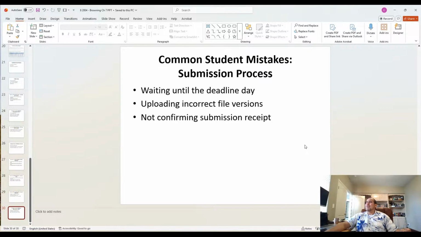Okay, mistakes in submission: waiting until the deadline day. Yeah, you don't ever want to do that. Uploading incorrect file versions, so you've got to be organized. And not confirming the submission receipt. If you don't get a receipt that says we got your grant, you should follow up until you do. Almost always when I submit a grant, I get a receipt that says, okay, we got your grant. Not in every case, right? But generally for state grants, you almost always do get that submission receipt.